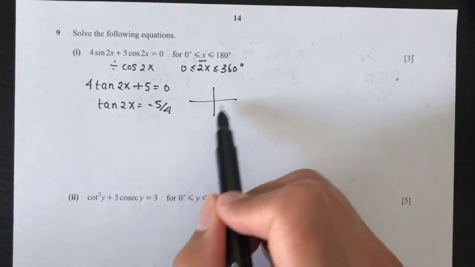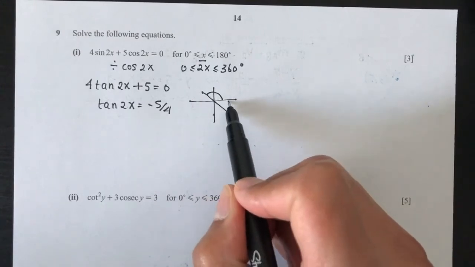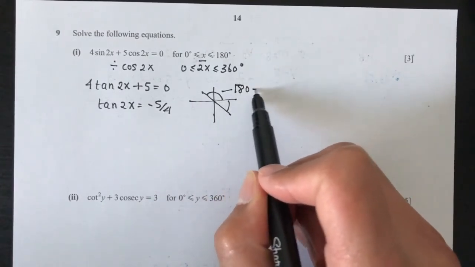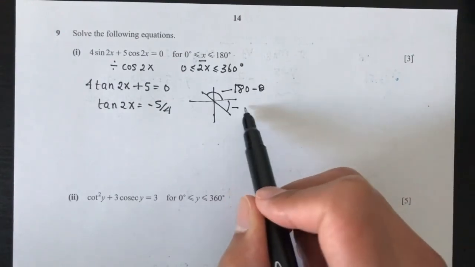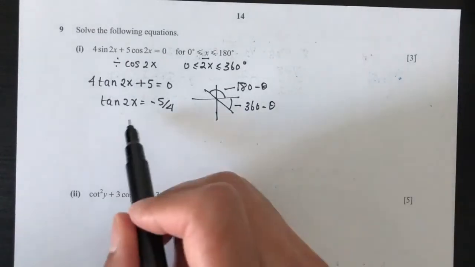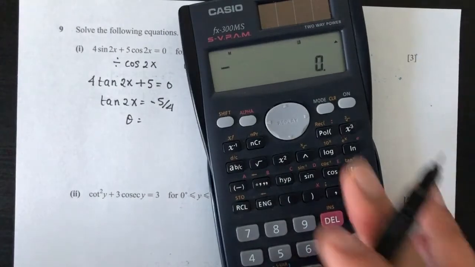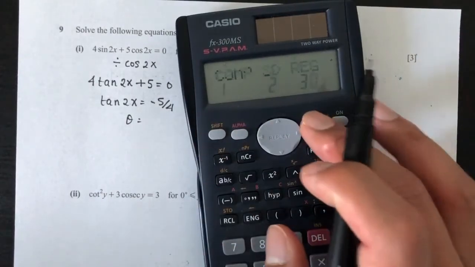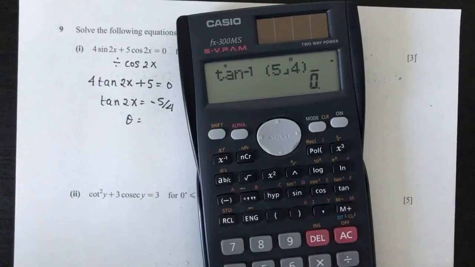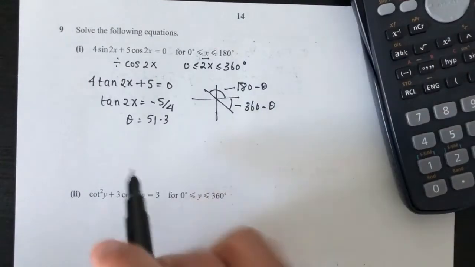Now for a negative value of tan, it is in your second quadrant and in your fourth quadrant. This is 180 minus theta, and this is 360 minus theta. Now let's first find the value of theta. Theta is found by taking the positive value of this. So tan inverse, let's use degrees. The positive value is 5 over 4. That should be 51.3. But now you want to find the value of 2x.